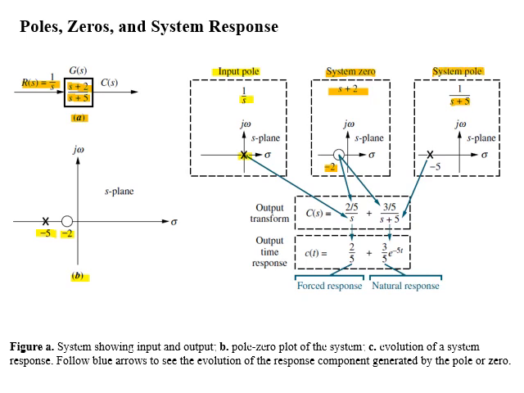If you look at output transform equation, this equation is sum of two terms. One is having a denominator equal to s, which represents input pole. Second term has denominator s+5, which represents system pole, and numerators of both the terms are defined by zeros and poles of the system.